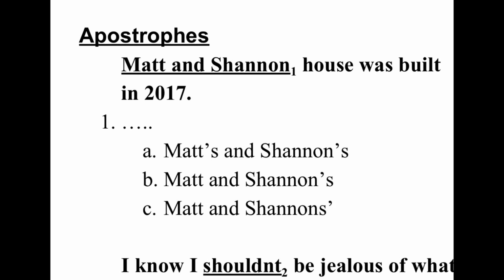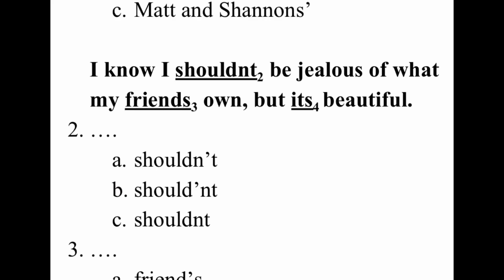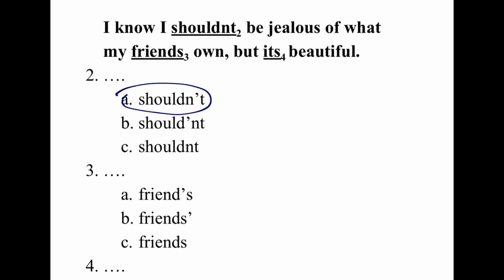Number 1, here, B was the best answer. Matt and Shannon with the single apostrophe S at the end. This shows joint ownership of the home. Number 2 was the contraction shouldn't, where the apostrophe is omitting the letter O. In number 3, this was just a plural noun, so friends with no apostrophe was the correct answer.